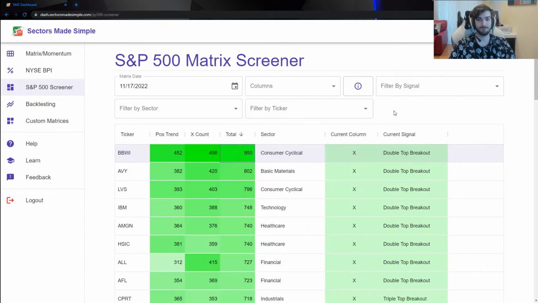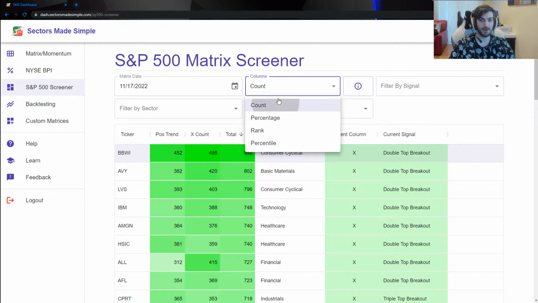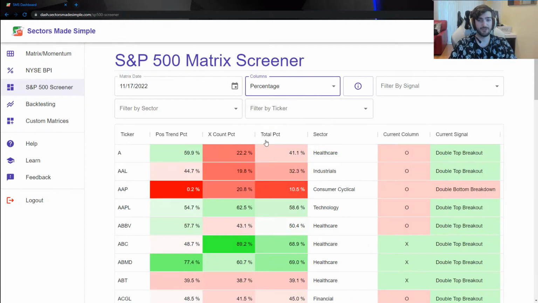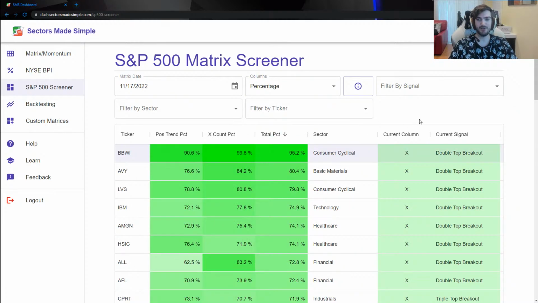Another way you can look at this, instead of just looking at the counts, we can look at the percentage. So it takes all of those big numbers and puts them into context. So in this case, we know BBWI, 99.8% of its charts are in a column of X's. 90.6% of its charts are in a long-term positive trend. 95% overall.